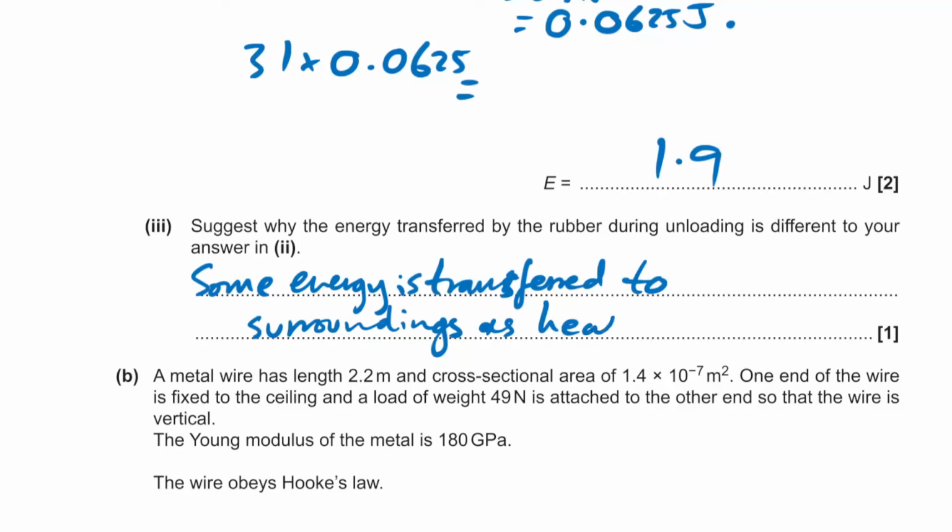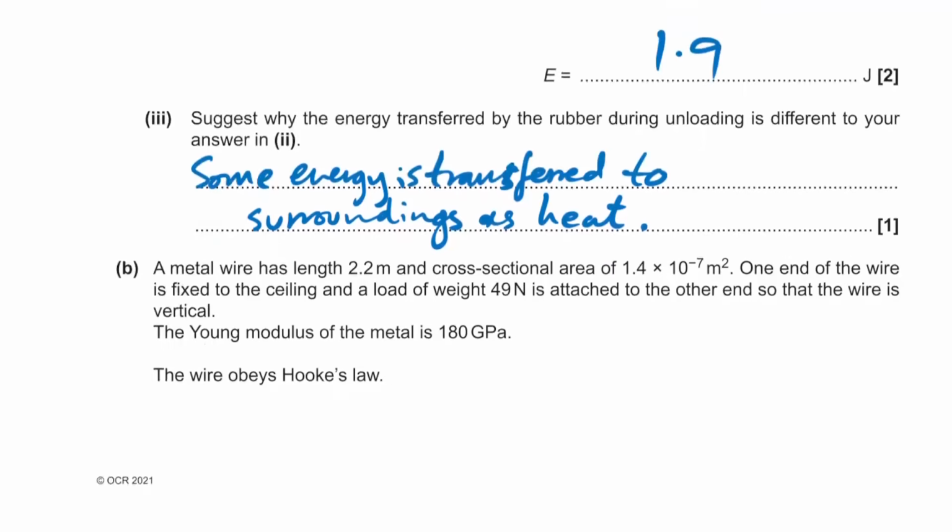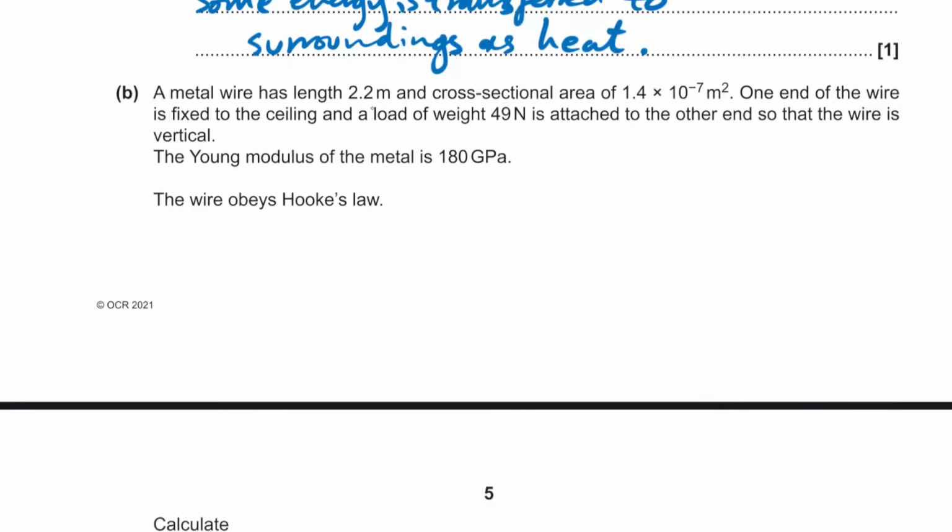Again, it could be to the rubber, but I guess that's included in surroundings. Metal wire has a length of that, cross-sectional area of that. We have a weight, so a force, and we have a Young modulus as well. So calculate the stress in the wire.